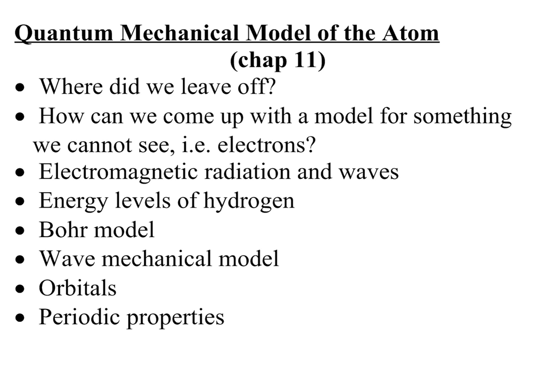So the quantum mechanical model of the atom is our current working model for the electrons, the way the electrons are going to function around the nucleus. And so we're going to start off just with a brief recap of where we left off. We're going to try to explain as best we can how you would come up with a model for something you can't see, in this case, electrons.